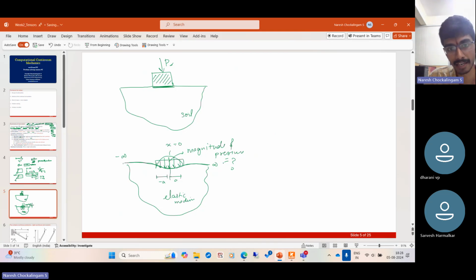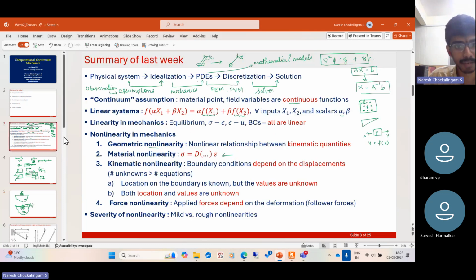So this can be taken as a displacement type condition, and the displacement is unknown. We know the total force, and this is one kind of kinematic nonlinearity where the boundary conditions depend on the displacements, and the displacements themselves are a part of the solution. So the location on the boundary is known in this case, whereas the values are unknown.